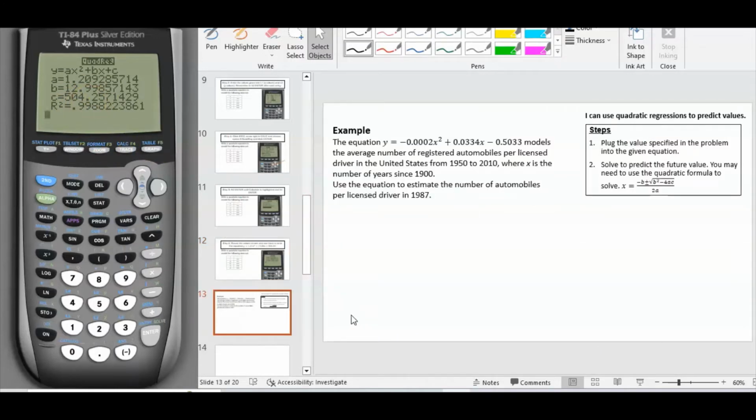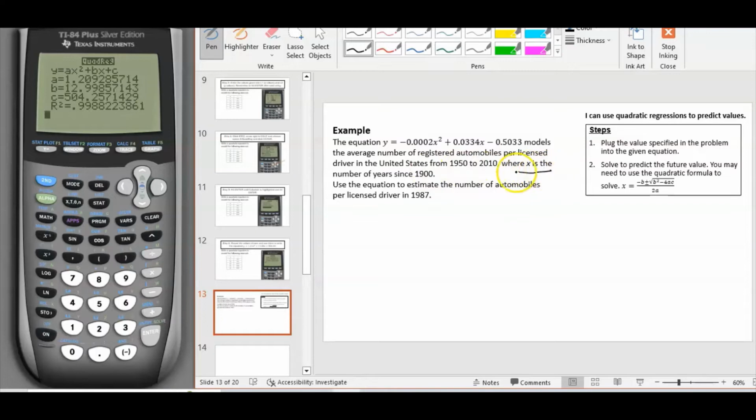Now let's try this example. It gives us a quadratic equation, and it says that it models the average number of registered automobiles per licensed driver in the U.S. from 1950 to 2010, where X is the number of years since 1900. Use the equation to estimate the number of automobiles per licensed driver in 1987.